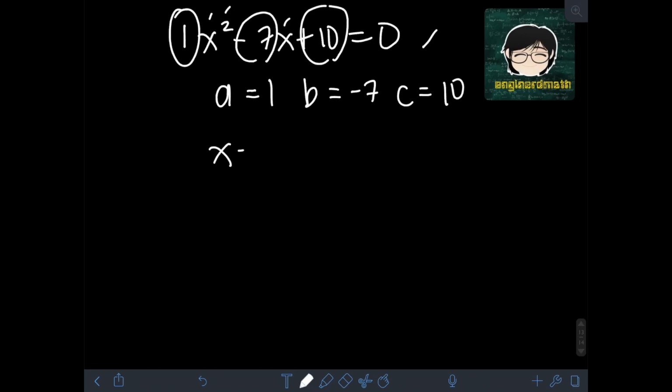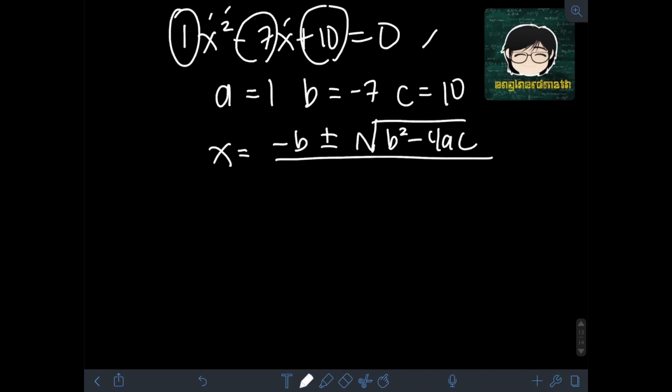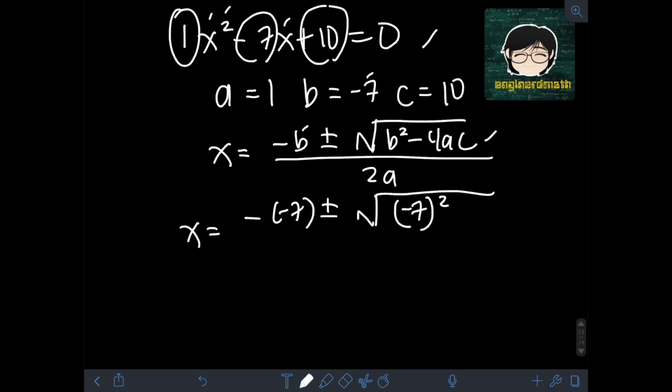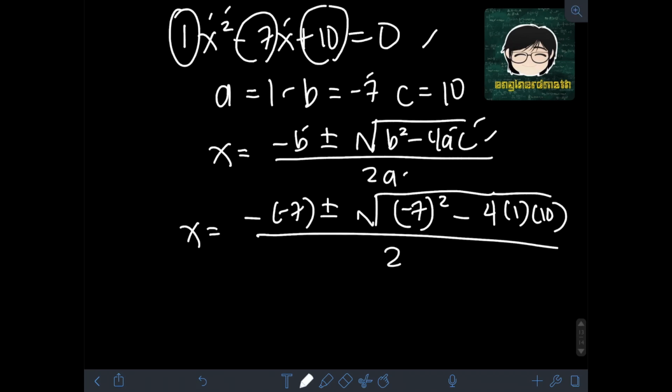So using the quadratic formula, x is equal to negative b plus minus square root of b squared minus 4ac divided by 2a, we just need to substitute the values of a, b, and c in the formula. So x is equal to negative b, which is negative 7, plus minus square root of b, which is negative 7, squared, minus 4 times a, which is 1, times c, which is 10, divided by 2 times a, which is 1.